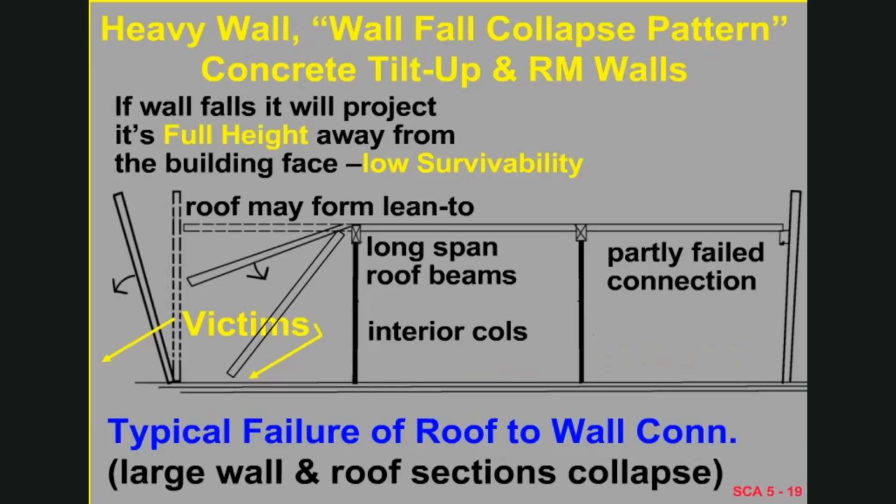The heavy wall fall collapse pattern for a tilt-up building is a little different, in that in this case the spans of the structure are greater, and so the potential for larger collapses is there. The minimum span in these kinds of buildings is normally about 20 feet between beams, and the beams will span 50 feet or more, so that if a wall falls off, the roof is likely to collapse in some sort of a lean-to.